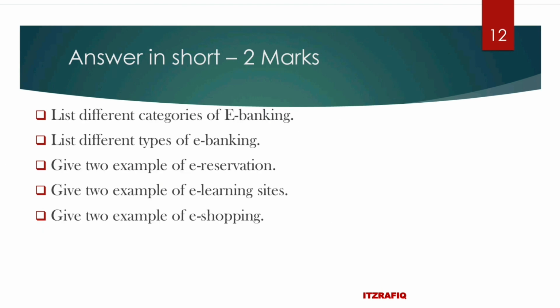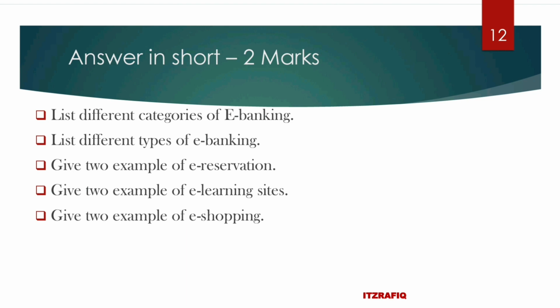Different categories of e-commerce: these are B2B, B2C, C2C, and digital middleman. And as it is for 2 marks, we will explain a bit, one line. List different types of e-banking. Different types will be transactional and non-transactional. In transactional, we can do everything, meaning withdraw, deposit, these things we can do, but in non-transactional we can see only the balance, we cannot modify the account.